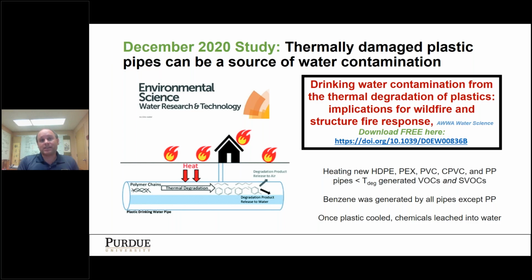Can plastics be a source of drinking water contamination due to heating? And we didn't burn these plastics. We heated them up between 200 and 400 degrees C. And we did find, yes, in fact, benzene and other contaminants can be generated by these materials.